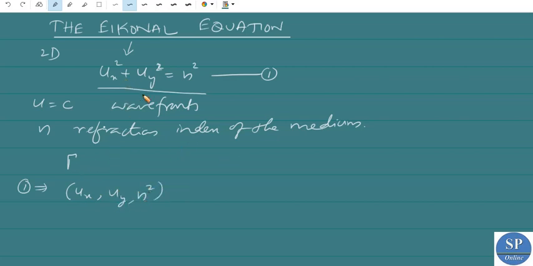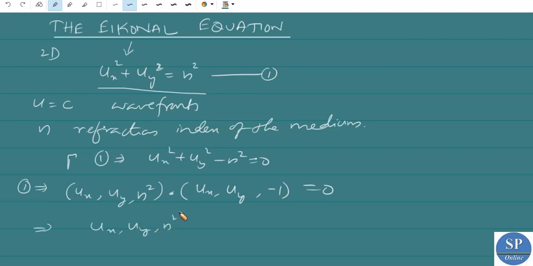Equation number 1 can be written as ux square plus uy square minus n square equals 0. So this can be written as the vector ux, uy, n square dot the vector ux, uy, minus 1 equal to 0. In the dot product we have ux into ux, that is ux square, plus uy into uy, that is uy square, plus n square into minus 1, that is minus n square, equals 0. So equation 1 can be represented by this, which is nothing but ux, uy, n square dot del of u, equal to 0.